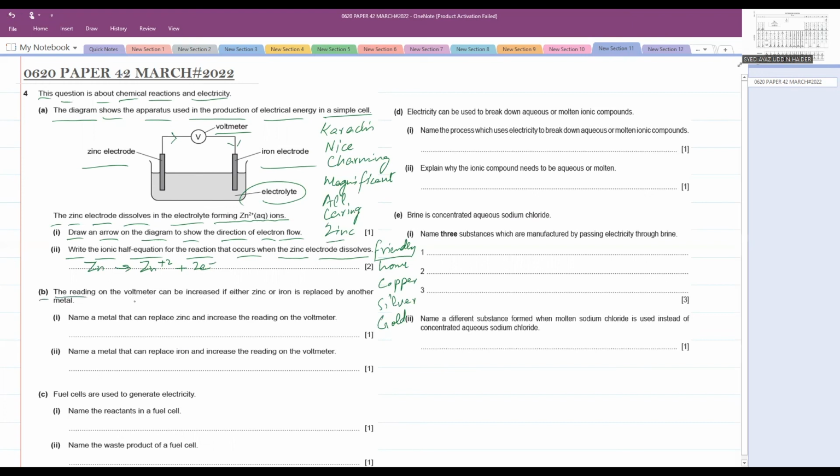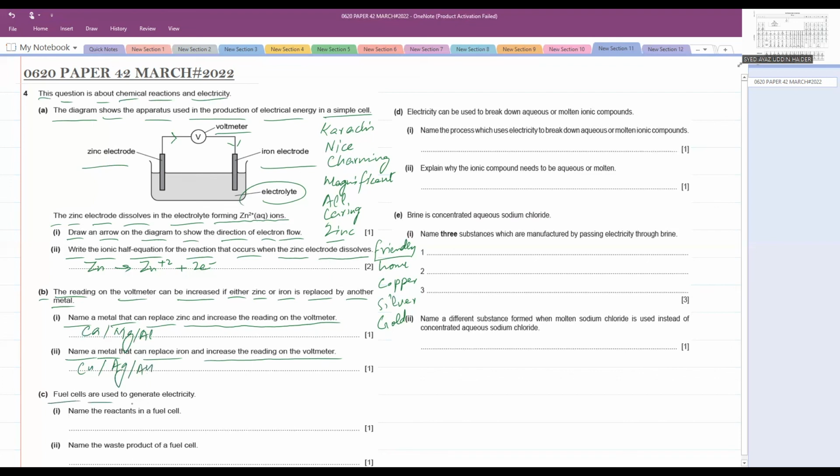Now part B. The reading on the voltmeter can be increased if either zinc or iron is replaced by another metal. Name a metal that can replace zinc and increase the reading on the voltmeter. You can write any metal above zinc, but I suggest you don't choose metals like sodium or potassium, because they are highly reactive. You can write calcium, magnesium, or even aluminum. For part two, name a metal that can replace iron and increase the reading of the voltmeter. You can add any metal which is below iron. We have copper, silver, gold.